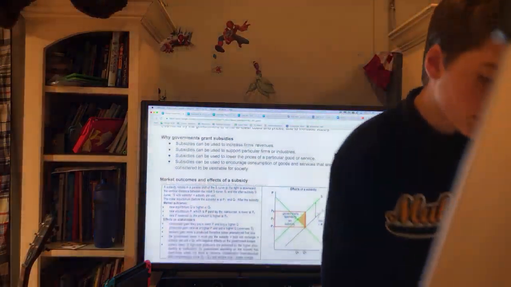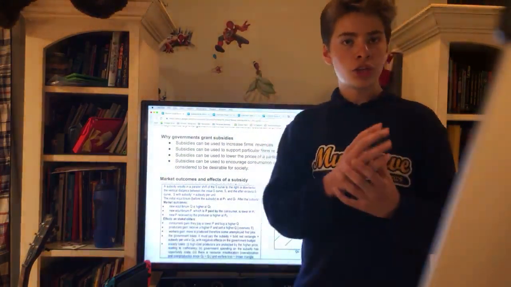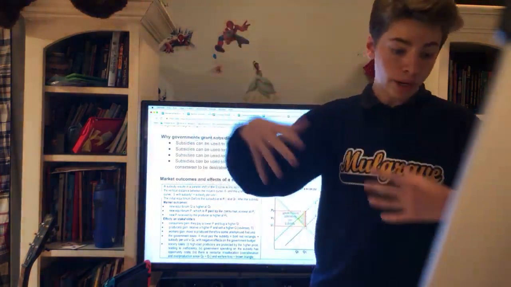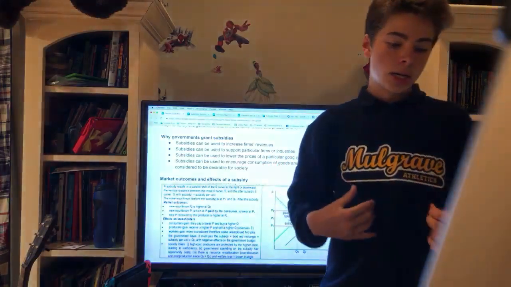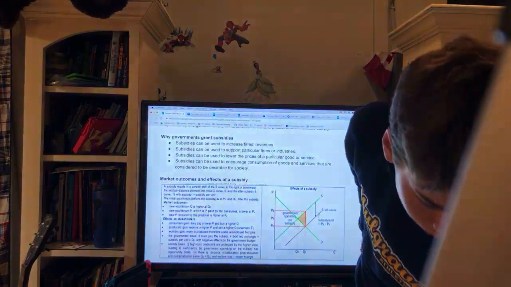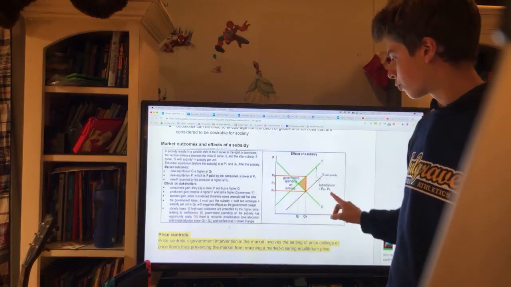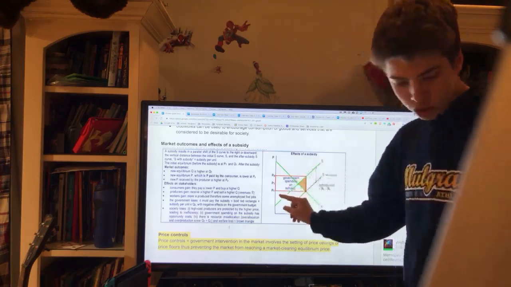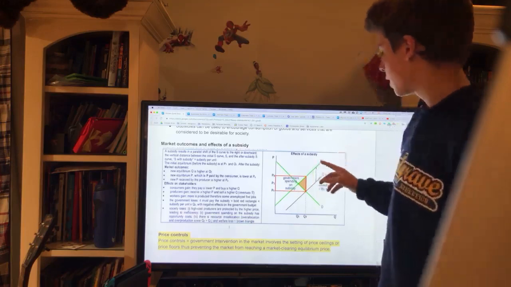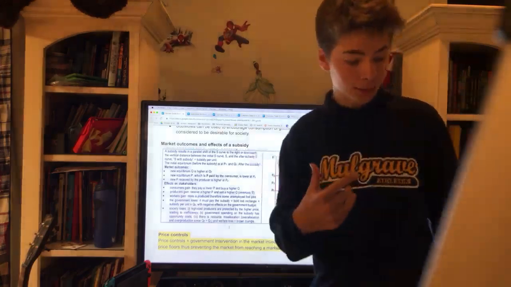Subsidies can increase firms' revenue. They can support specific industries. For example, if the government likes the electric car industry, it can just keep on throwing money into it to make it bigger, as well as encourage the consumption of a specific good. Again, the subsidy shifts the supply curve to the right, and this area right here, which should be parallel, that's the subsidy given right now.